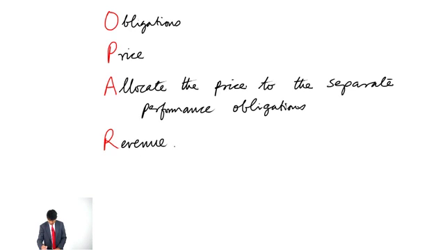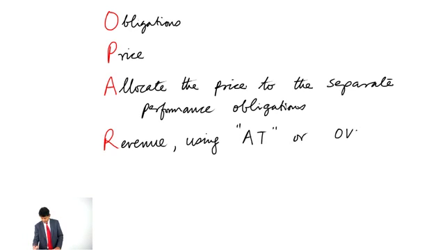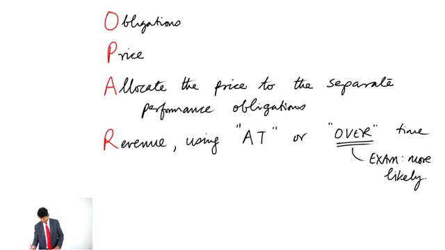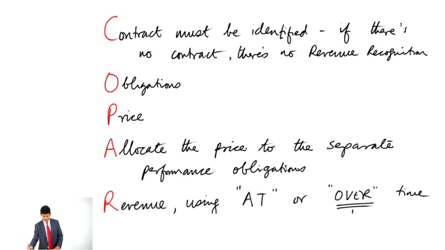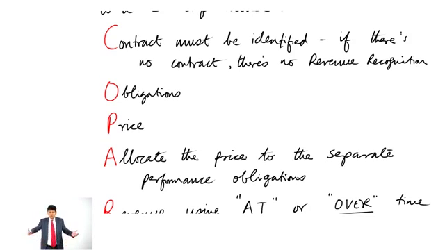Revenue, using models, at or over time. This is always going to be the more likely. And as you can see, I've made up a silly little mnemonic there, COPAR, however you want to pronounce it. So there are 5 steps, clearly where you've got these multiple choice questions. You've got to be able to churn those out as a little challenge.